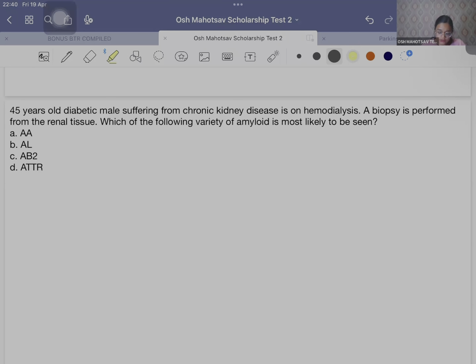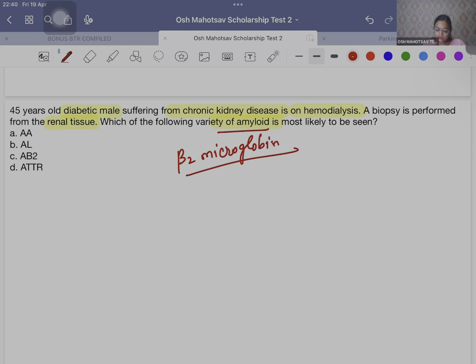A 45-year-old diabetic male suffering from chronic kidney disease is on hemodialysis. A biopsy from the renal tissue is performed. What will be the amyloid deposition? If you know, beta 2 microglobulin cannot be filtered by the microfilter present in the hemodialysis instrument. So the answer will be A beta 2.